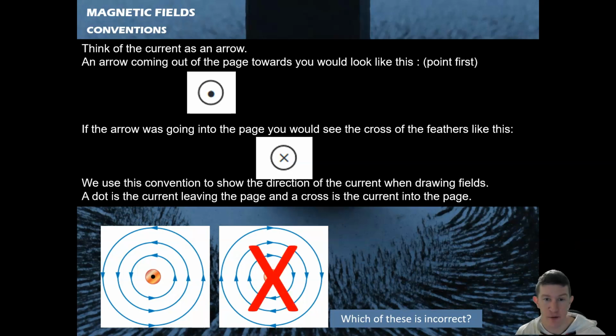Hopefully you said the right-hand one, and we can test this with the right-hand rule. So if the current in this case is coming out of the page, then we use our thumb to represent the direction. It's coming out of the page. Our fingers would curl around it, and therefore we would expect on the screen to have that anti-clockwise direction, which we see on the left.